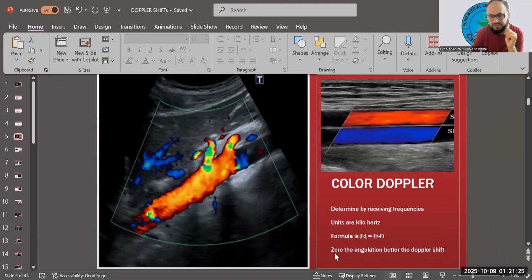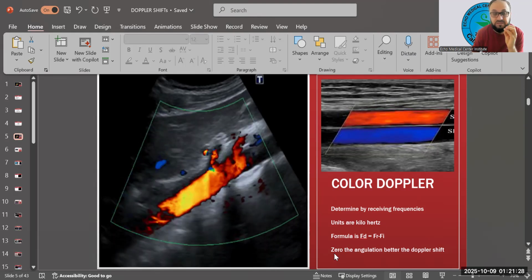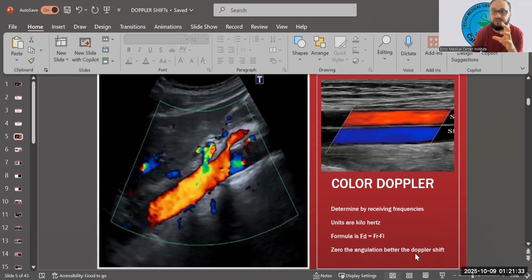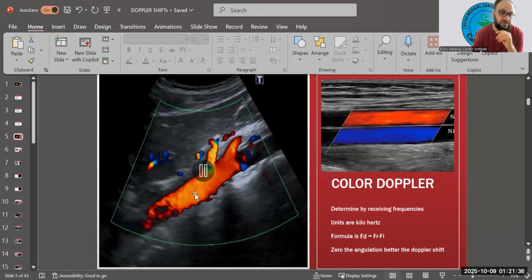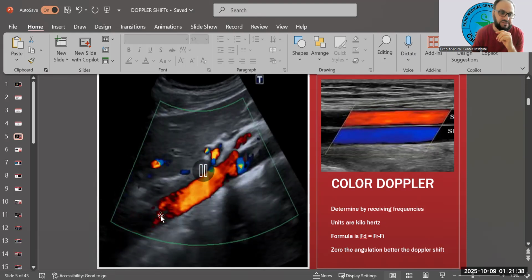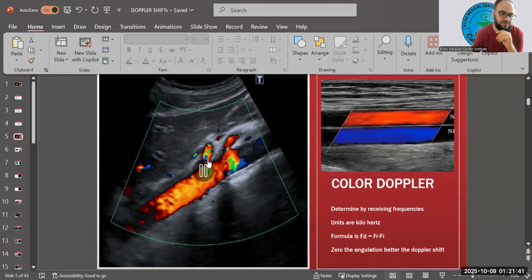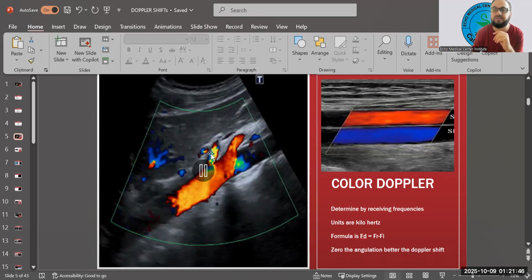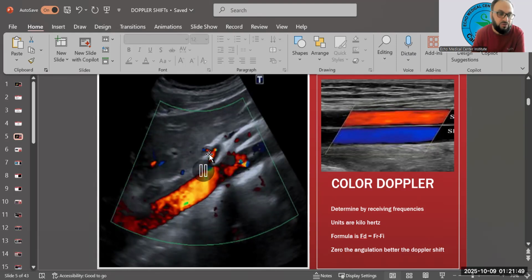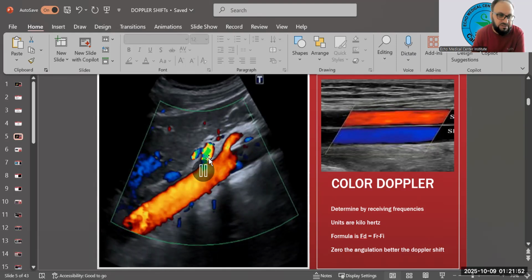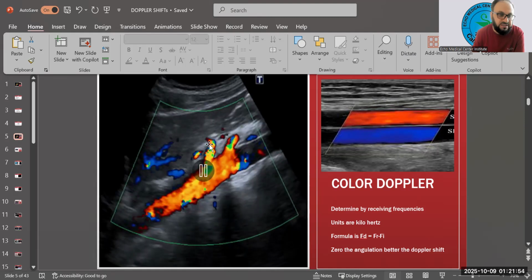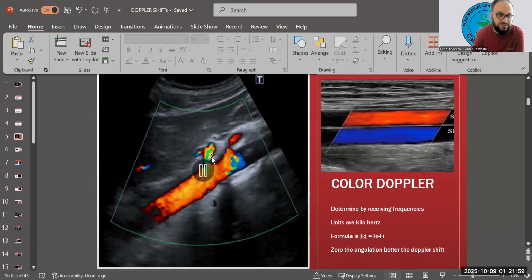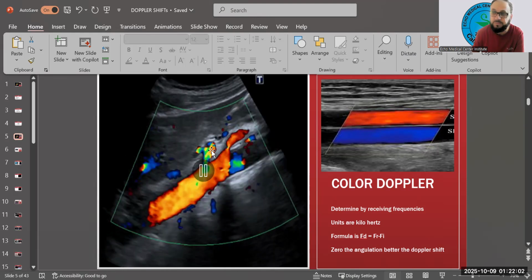And then maybe somebody may ask this question: what is the best Doppler angle and why? Remember, zero angulation is the best Doppler shift angle. Why? Because if you take this aorta, for example, we can see the aorta, and here you can see the celiac trunk, correct? The first branch of the abdominal aorta is the celiac trunk or celiac artery. So if you see here, the flow from the aorta goes into the celiac trunk. Now, the celiac trunk and the main axis of the sound beam are parallel to each other. It means there is a zero angulation.